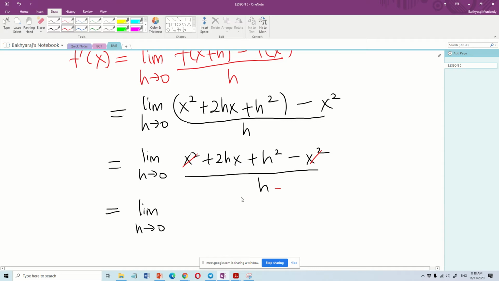So macam mana kita nak cancel h ni? Then we need to simplify lah. So I'm going for this divided by h plus h square divided by h. So I need to cancel the h. Because ini fraction, so I split the fraction, then I simplify the h. Okay, so bila saya cancel, dia jadi apa? Ini akan jadi cancel. This will be cancel, and this will be cancel by 1. So ini ada satu lagi lah.